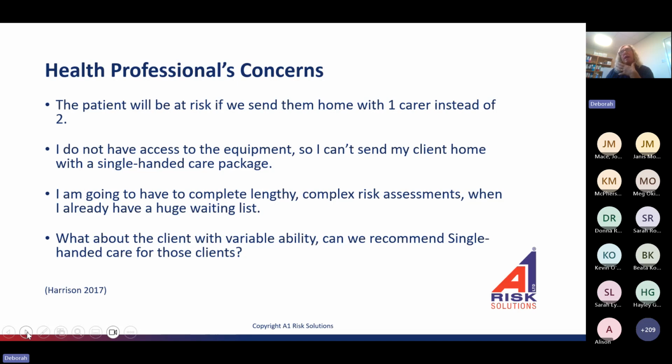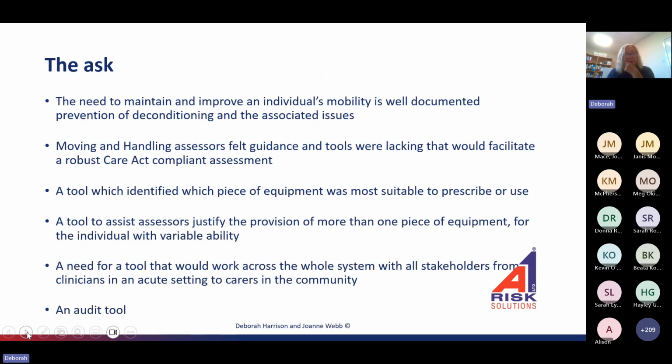So what about that client with variable ability? Can we actually prescribe proportionate single-handed care for those clients? So those were the concerns that actually came out of that research in 2017. So the ask was, we wanted to maintain and improve an individual's mobility, as well as document and prevent deconditioning and those associated issues.